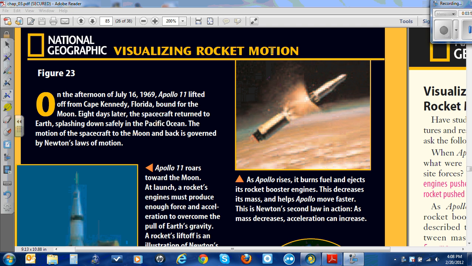Visualizing rocket motion. Figure 23. On the afternoon of July 16, 1969, Apollo 11 lifted off from Cape Kennedy, Florida, bound for the moon. 8 days later, the spacecraft returned to Earth, splashing down safely in the Pacific Ocean. The motion of the spacecraft to the moon and back is governed by Newton's laws of motion.